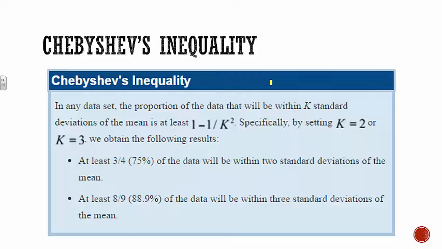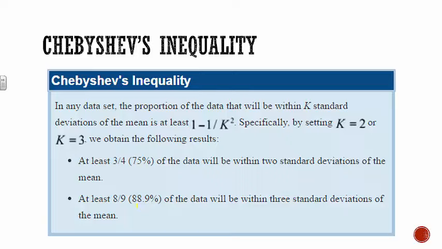The empirical rule gives you a more accurate number, but this is just another way of figuring it out. Basically, all this is saying is that at least 3/4 or 75% of your data will be within 2 standard deviations. That's if I substitute 2 for K. And then 8/9 or 88.9% will be within 3 standard deviations of the mean.